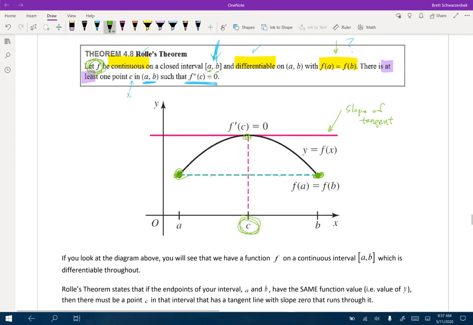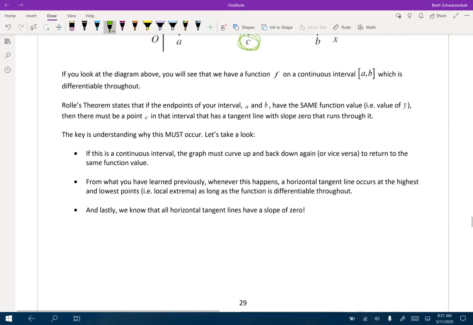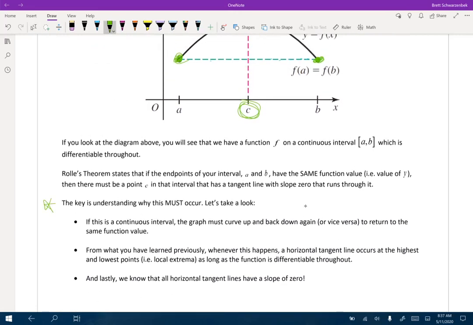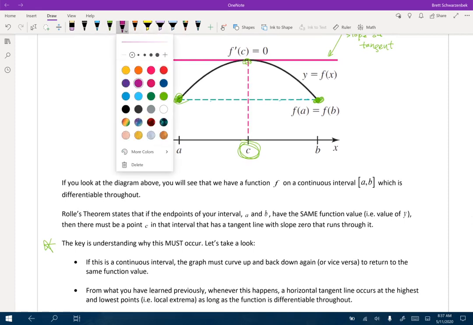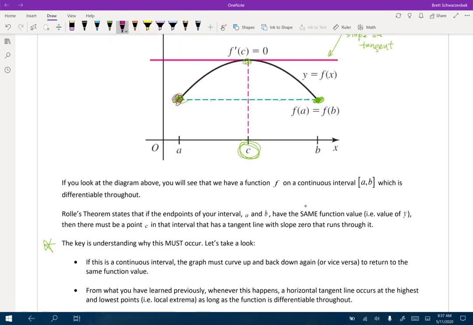Okay, so just to summarize in layman's terms, it says the key is understanding why this must occur. Let's take a look. If there is a continuous interval, the graph must curve up and back down again, or vice versa, to return to the same function value. So as explained, if we start, let's say, here, in order to get to here, we must go up and down or down and up in order to get back there again.